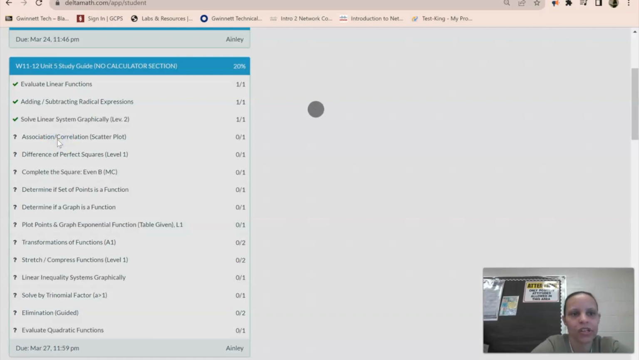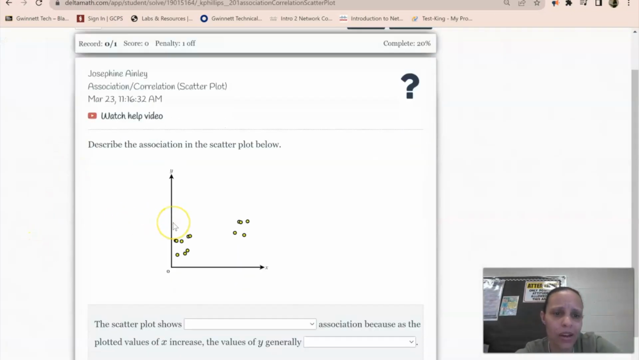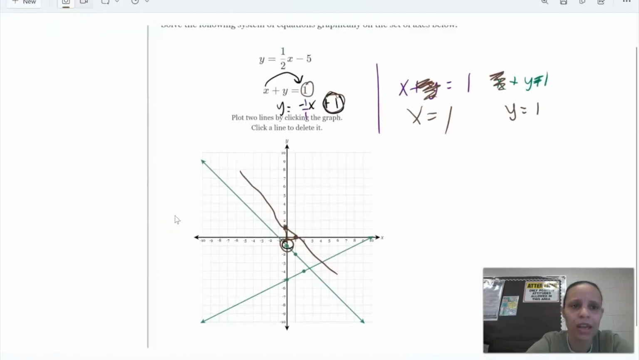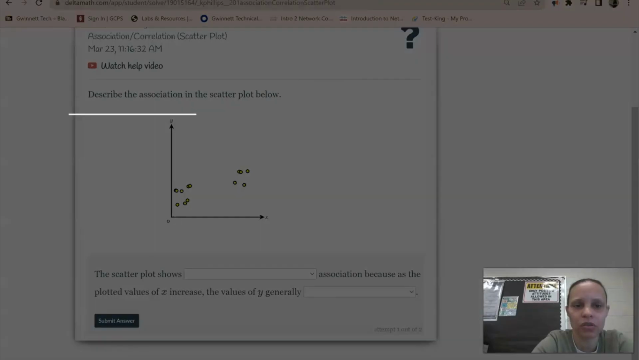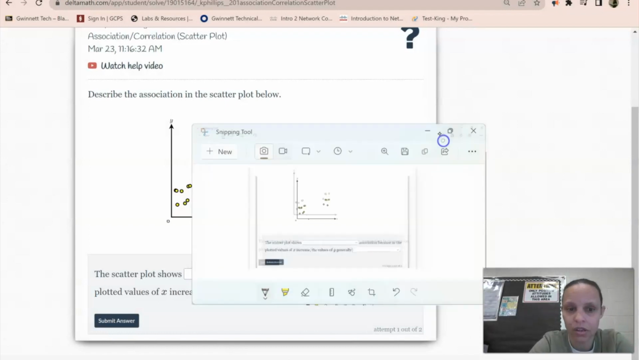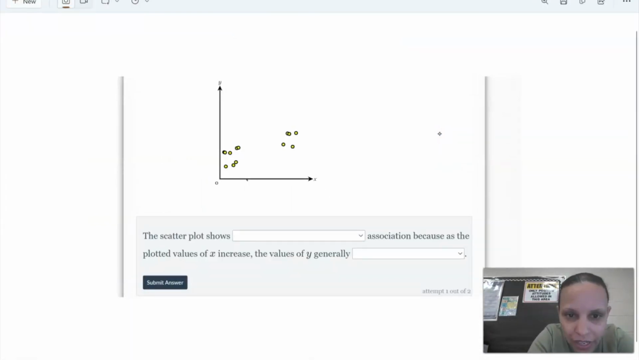All right, association and correlation by scatter plot. This is really very simple. You're just looking at the scatter plot and saying what kind of shape and association it presents. So if I look at this, I can draw, again, split the dots, that's how you do a scatter plot, something like that. So automatically this is linear.